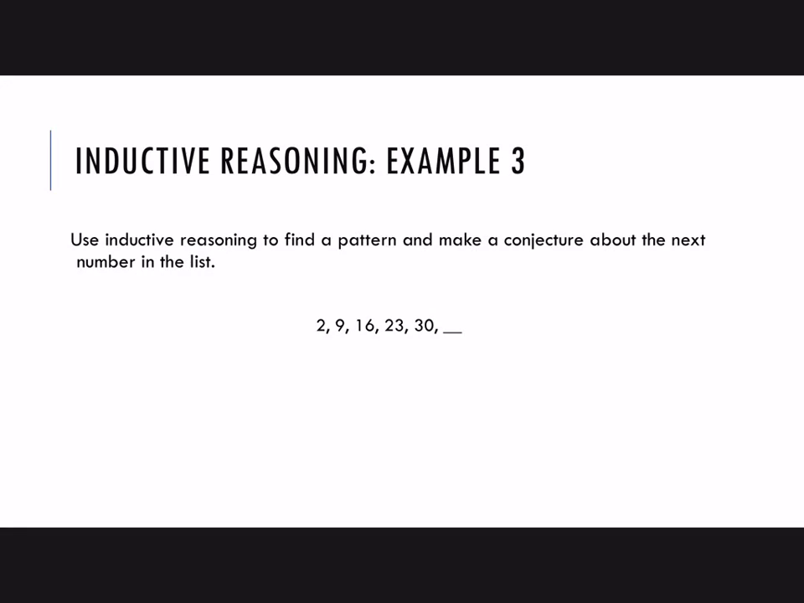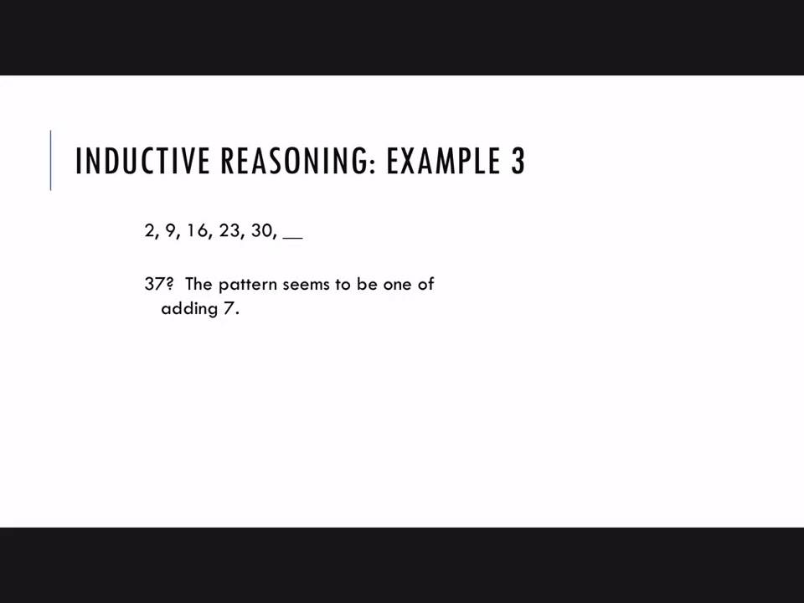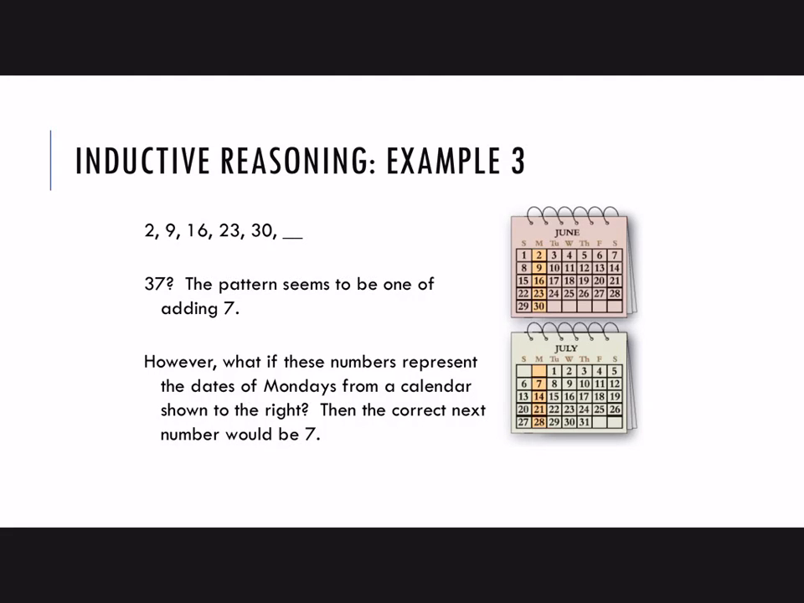All right, how about 2, 9, 16, 23, 30? What would come next? A good guess would be 37, if you see that pattern of adding sevens. However, what if these numbers represent the dates of Mondays from a calendar in this particular year? So maybe it's 2, 9, 16, 23, 30 as the dates in June, and then the next one would be the first Monday in July, which happens to be the 7th. So another example, we just can't know for sure what that pattern is, even though we can observe some specific examples that lead to an idea or a guess, a conjecture of what comes next.